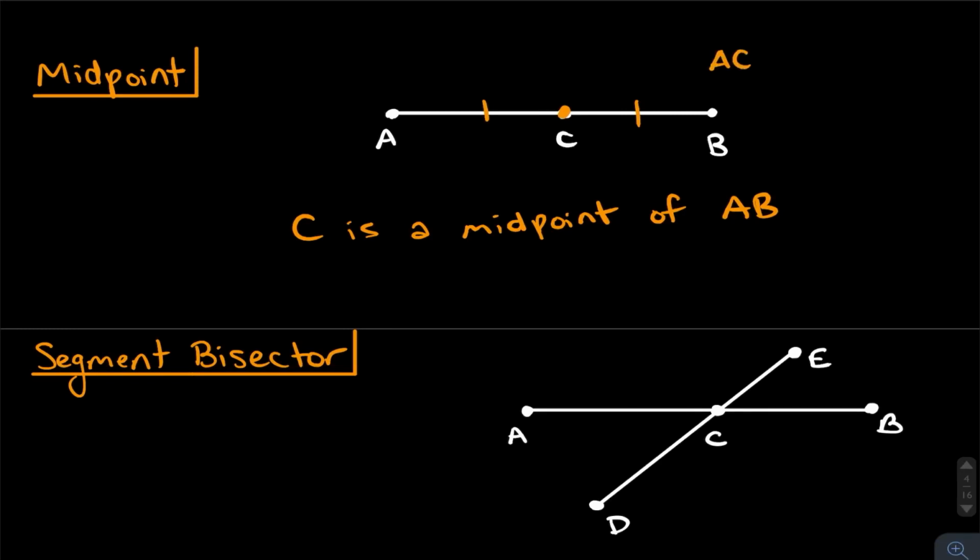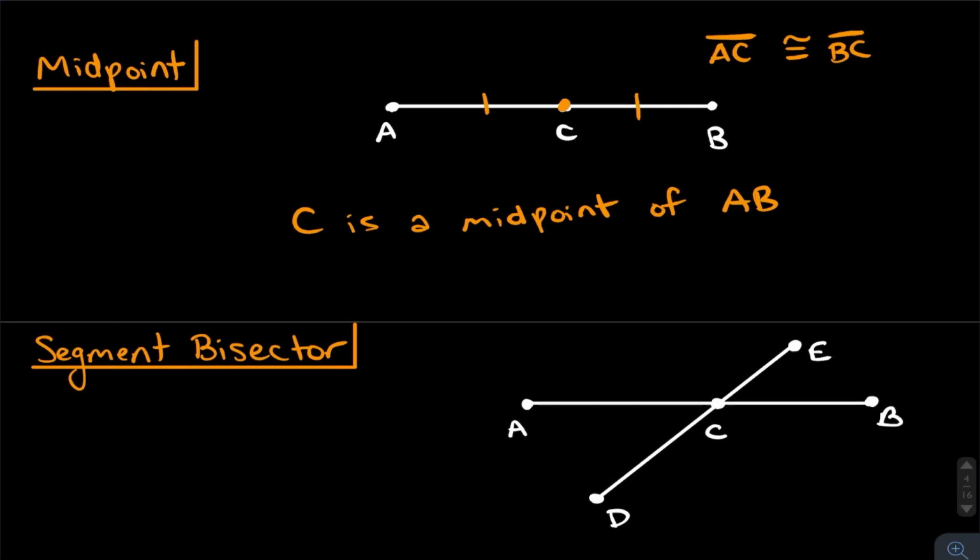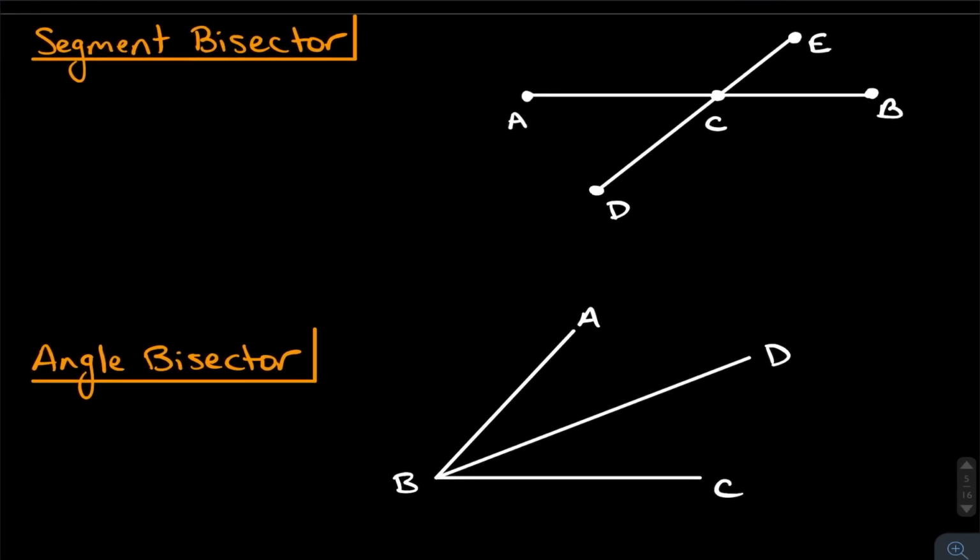If you know that segment AC is congruent to segment BC, now you have something that you can work with in a proof. So that's why midpoints are really nice. And expanding on the whole idea of midpoints, we have things that are called segment bisectors. How you would see this written, like in a given on a proof, is that segment DE bisects segment AB.